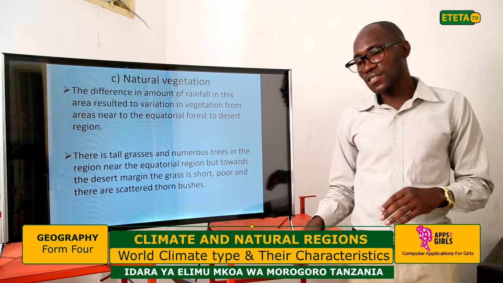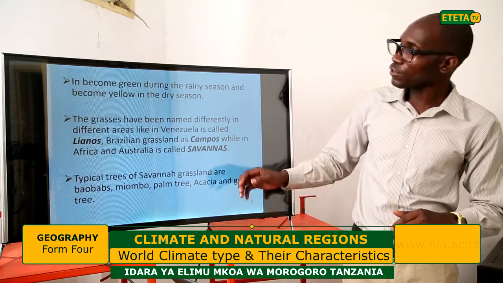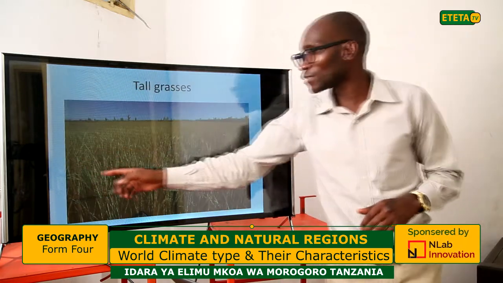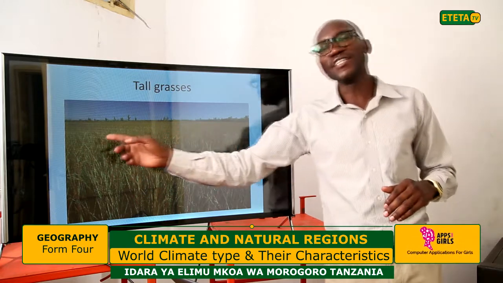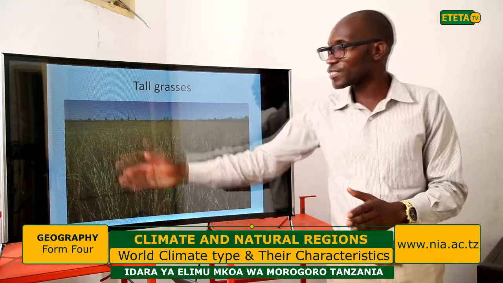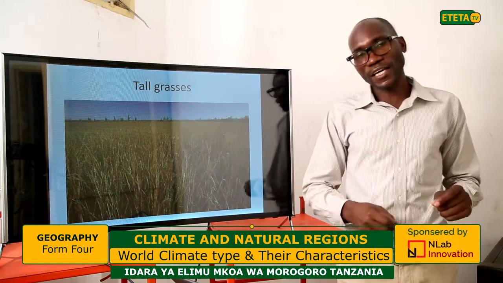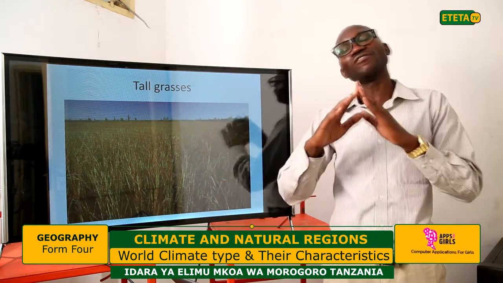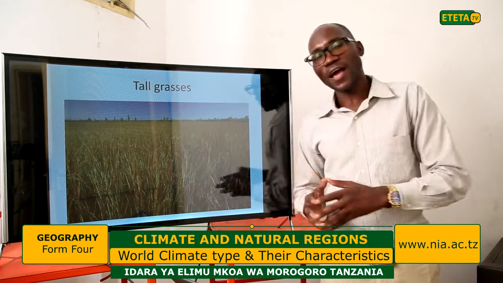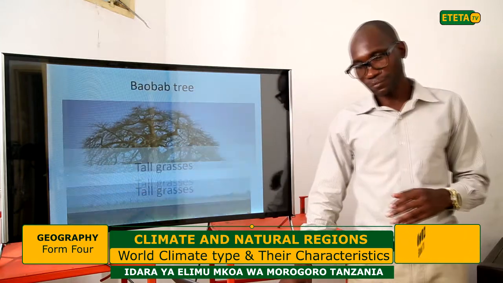There are tall grasses and numerous trees in the region near the equator. Tall grasses are found in the area near the equator, so near the equator we should see tall grasses. But far apart from the equator, the grasses will be very short, with scattered trees. Usually bushes and scrubs are found far from the equator.